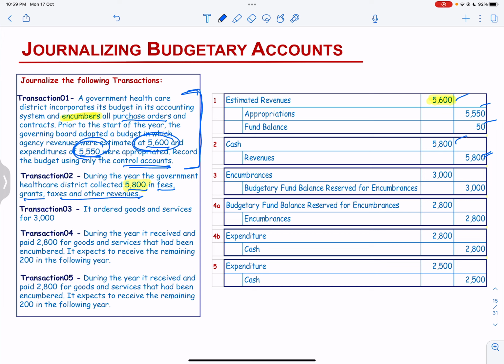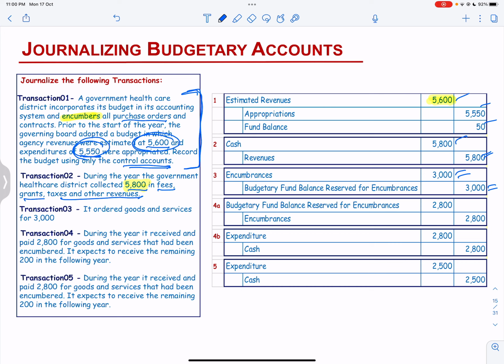Then we have transaction number 3. It ordered goods and services for 3,000. Don't forget that first of all we are going to encumber. So encumbrance is debit and budgetary fund balance reserve for encumbrance is credit.